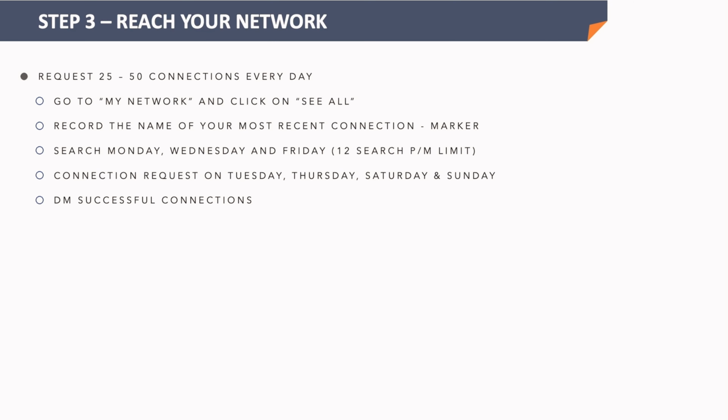Step number 3 is reaching out to this network. And as a Dream Team connector, your target is to establish 25 to 50 connections every single day. Now there's strategy behind managing this whole process, which is what we're going to go into now. First, you go to My Network, which is a tab at the top of your LinkedIn profile, and click on the See All button to see all of the connections that you've made through the connection requests that you've sent out.